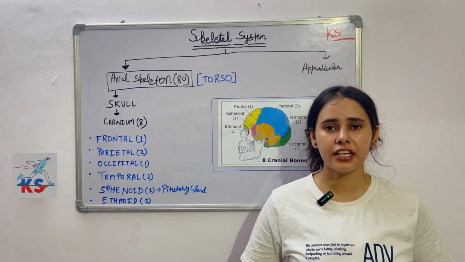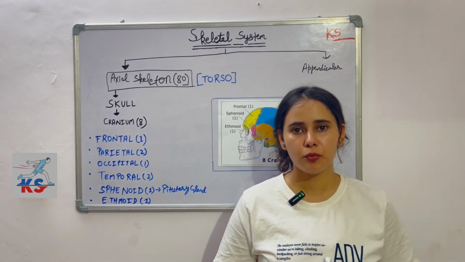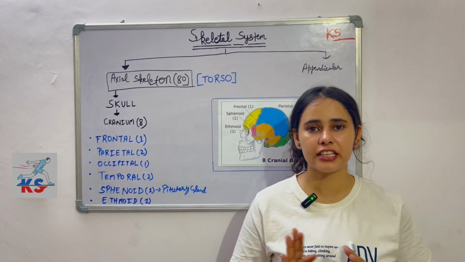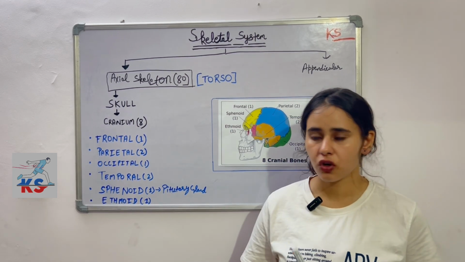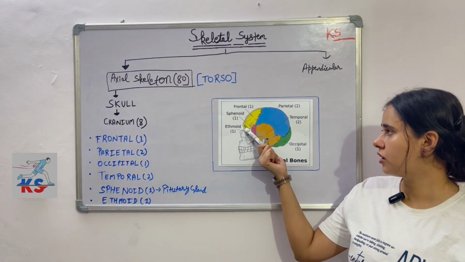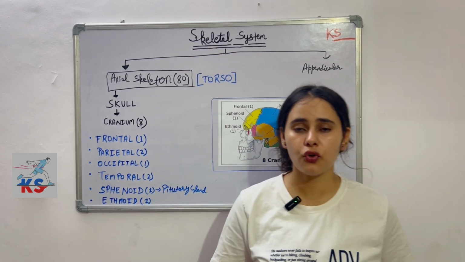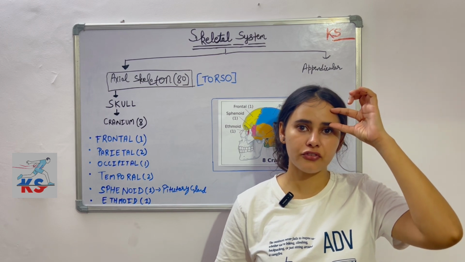So in the cranial cavity, we have 8 bones present. Some of the bones are paired bones. They are present in 2 parts, and some are unpaired bones, like they are complete bones, just one bone present. Okay, so the first one is the frontal bone, which is shown here in yellow color. This bone forms the forehead. Okay, the bone present in our forehead is the frontal bone.